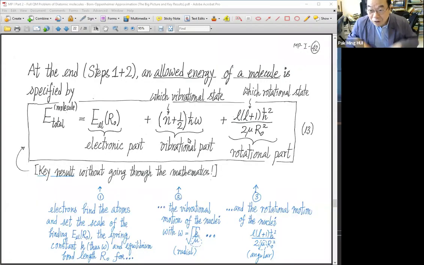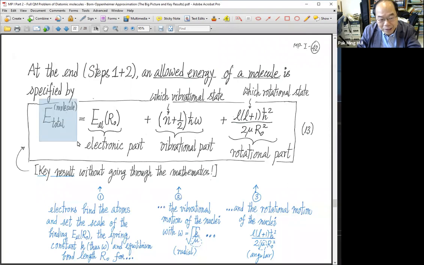So after this, rather clever ideas, we arrived at a good picture. Basically, that's what all undergrads, physics and chemistry students need to know. For a molecule, the energy allowed by quantum mechanics for a whole molecule consists of 3 parts.